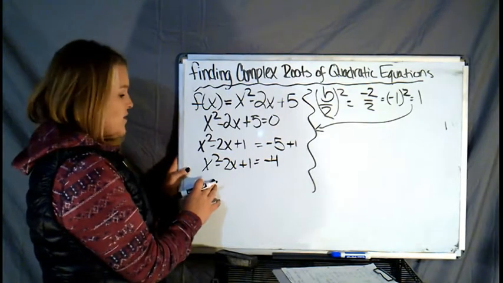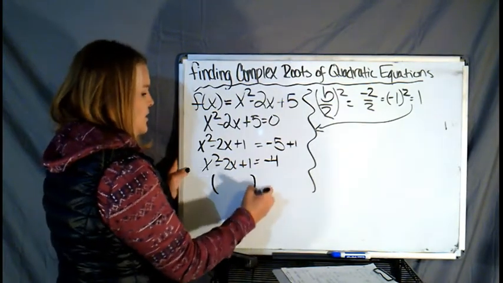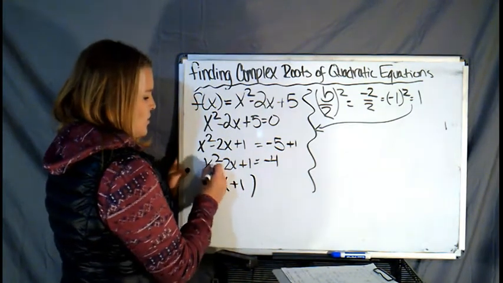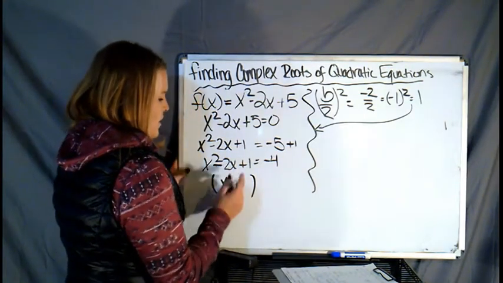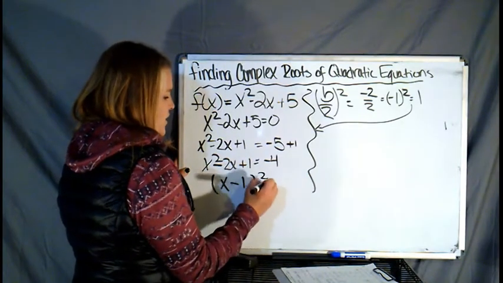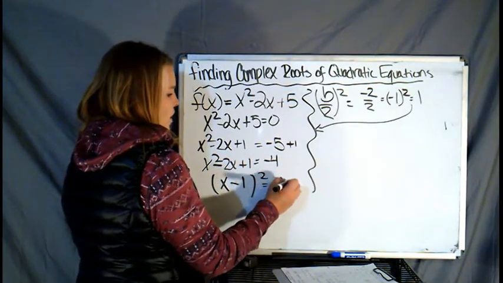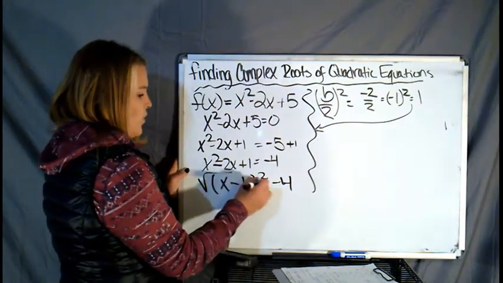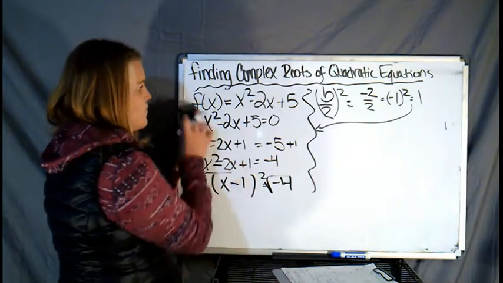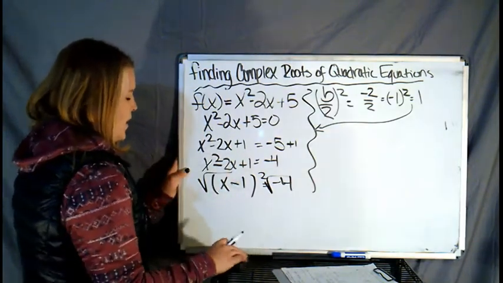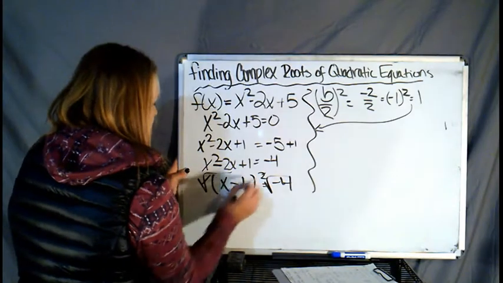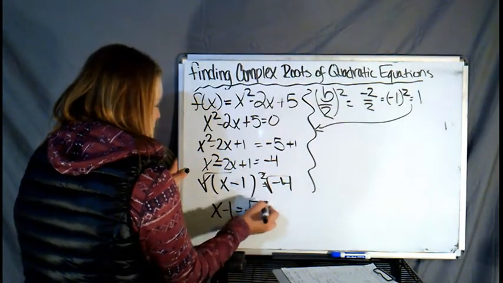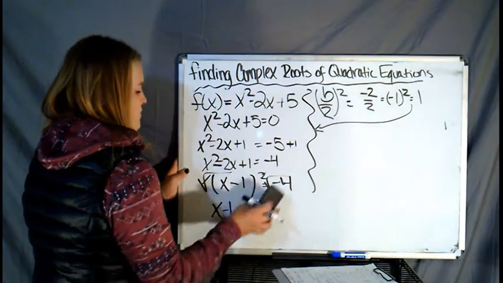So now I can factor this. Draw my parentheses. I'll have x plus 1. Oh, no, there's a minus sign. x minus 1 squared is equal to negative 4. I want to simplify this. I'm going to take the square root of both sides. And when I do that, these will cross out. So I'll have x minus 1 is equal to the square root of negative 4.